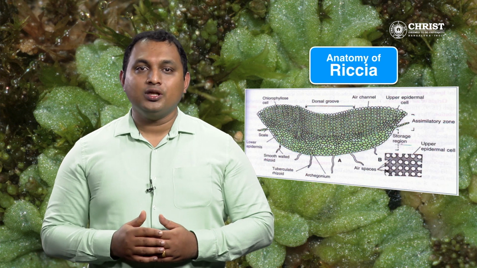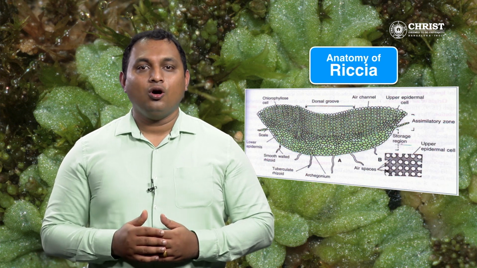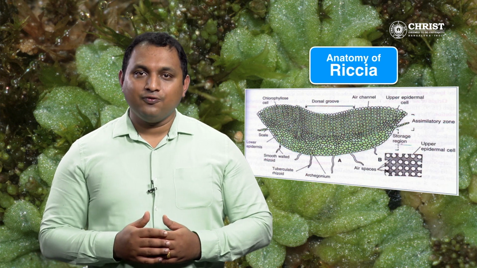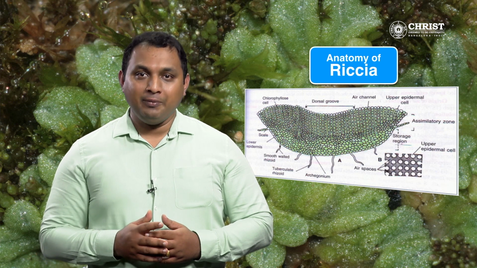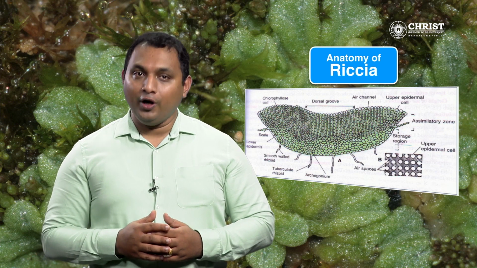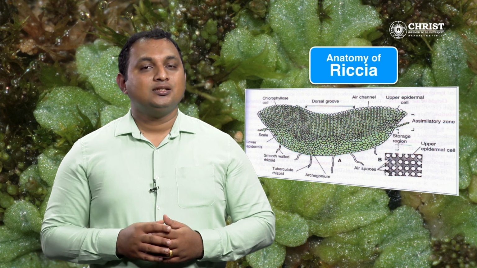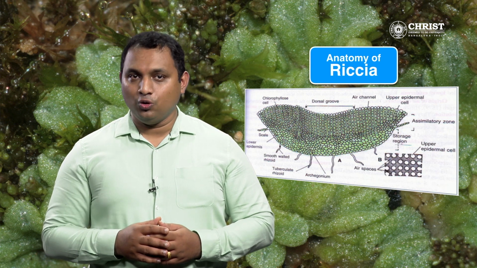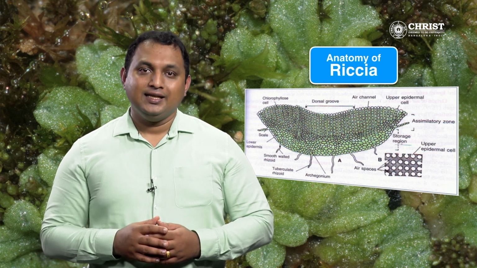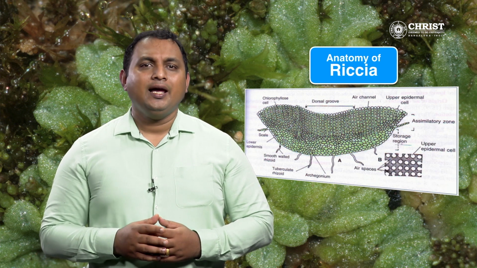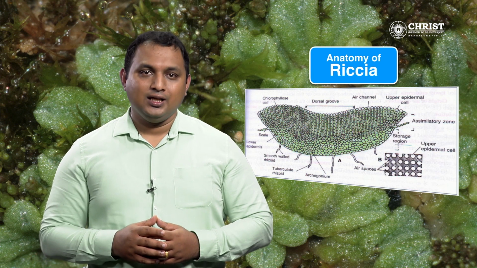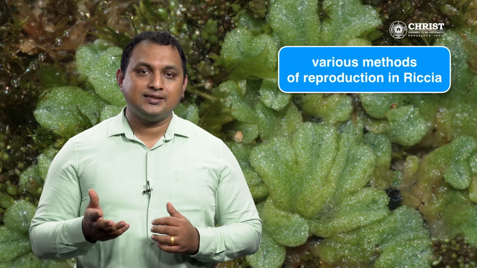The storage zone represents the ventral tissue of the thallus and lies below the photosynthetic zone. It consists of compactly arranged parenchymatous cells. These cells are devoid of chlorophyll and contain starch as reserve food material. The lowermost cell layer of this zone forms lower epidermis. Some cells of this lower epidermis extend to form the scales and both types of rhizoids. Now let's discuss the various methods of reproduction in Riccia.